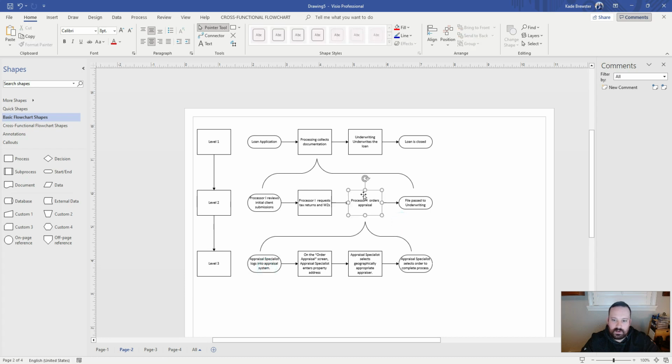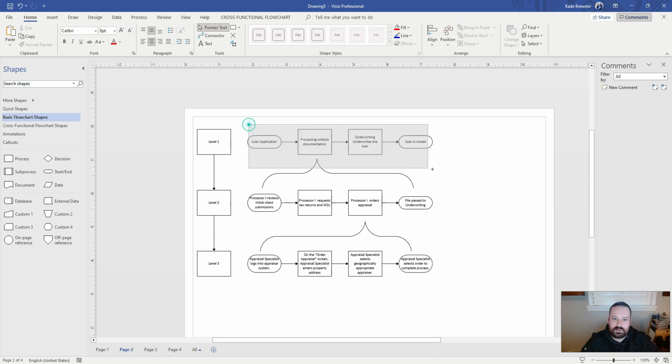You can see here, I took the appraisal step from the level 2 process map and went even more granular where I said appraisal specialist logs into appraisal system. On the order appraisal screen, the appraisal specialist enters property address. You can see we're even being specific about the screens that we're on when we're talking about being at a level 3. Appraisal specialist selects geographically appropriate appraiser. Appraisal specialist selects order to complete the process, right? These are all made up kind of generic processes, but I think you get the idea.